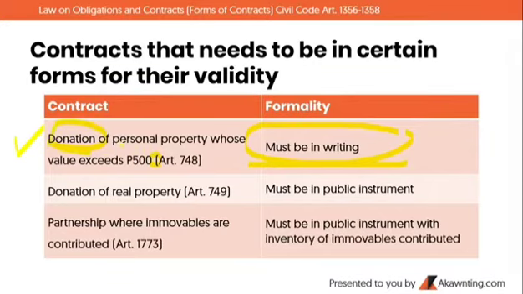Okay ba? And take note of the object of the contract which is a personal property. Personal property na ang value ng personal property na yon ay exceeding 5,000. So, it must be in writing. Okay? Next, when you donate real property regardless of amount, it must be in public instrument.